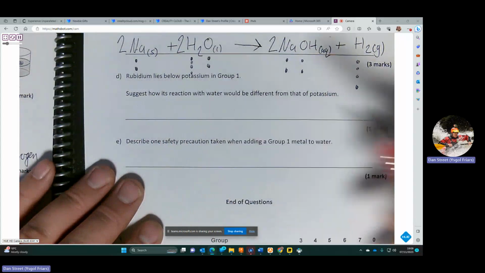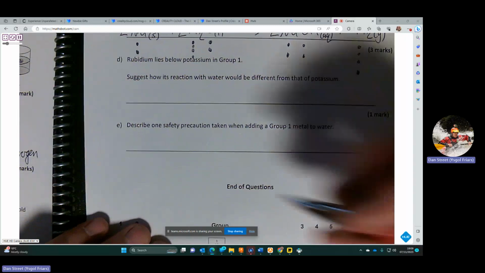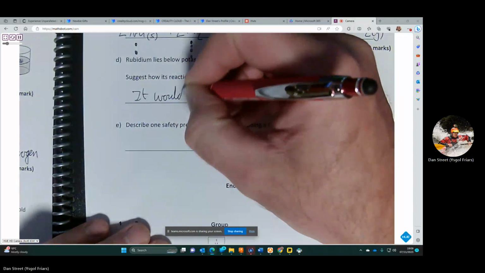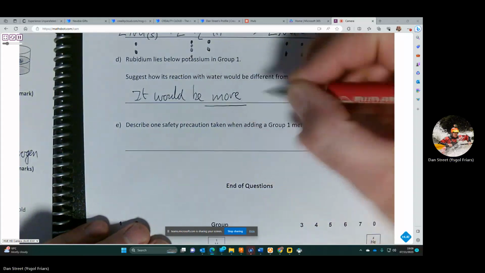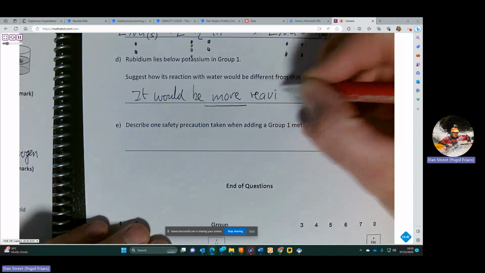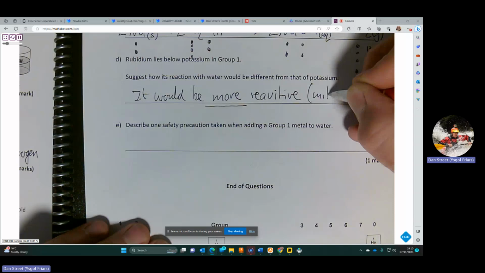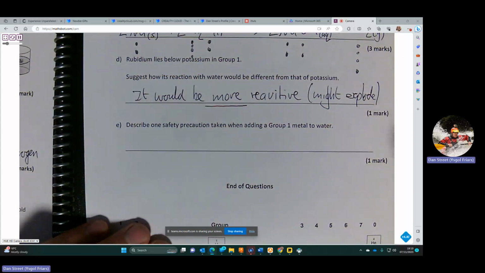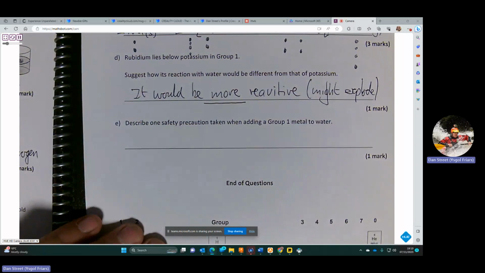Rubidium lies below potassium in group 1, suggest how its reaction with water would be different from that of potassium. It would be more reactive, as the group 1 elements become more reactive as you go down the group. Could say it might explode. Rubidium is very, very rare on the Earth. There's not a lot of it and it's very difficult to extract.